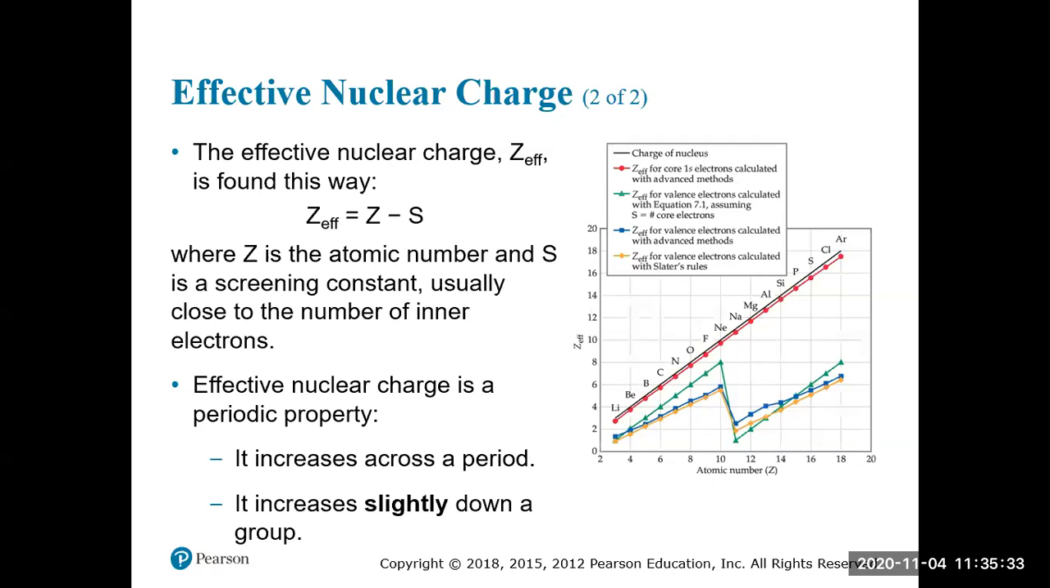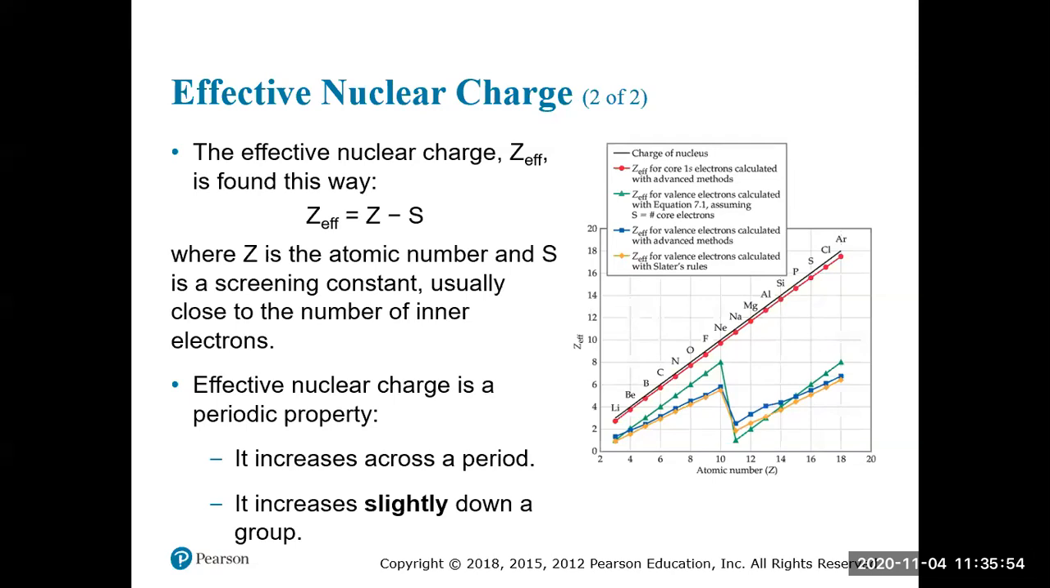So effective nuclear charge is a periodic property. It increases as you go across a period. Remember, going across a period means going across a row, and it increases slightly, not as much, but slightly, as you go down a group. So in other words, start from the top and go down.